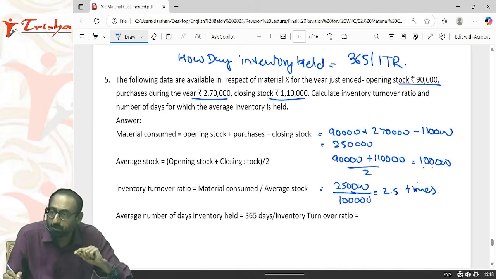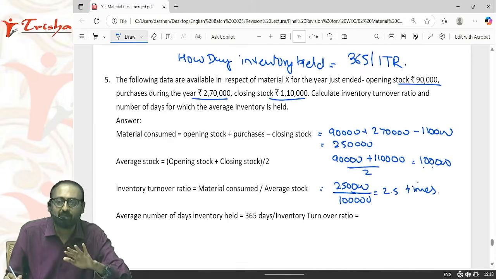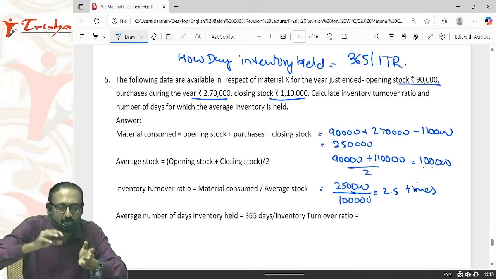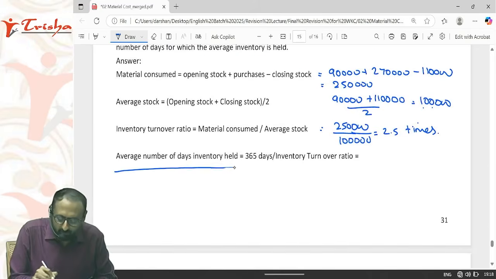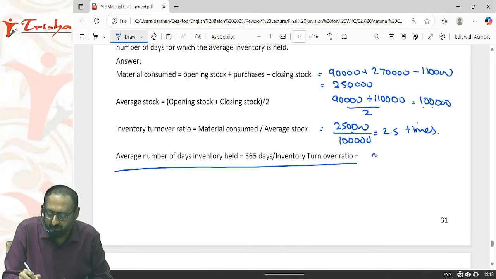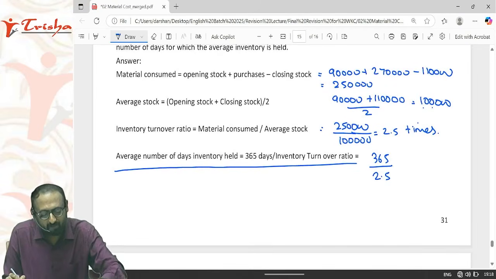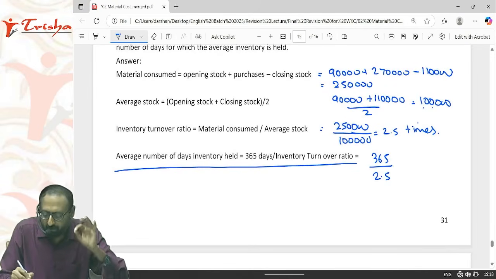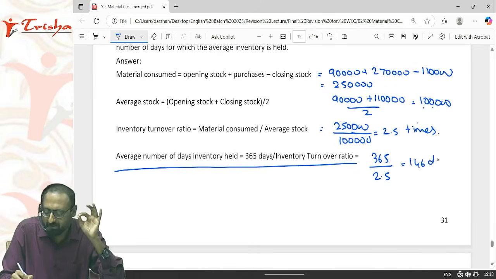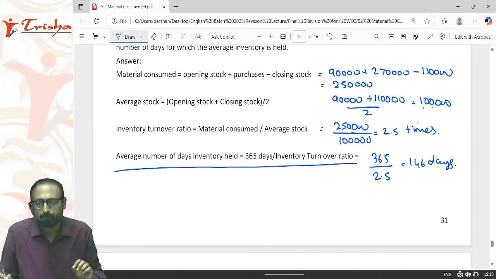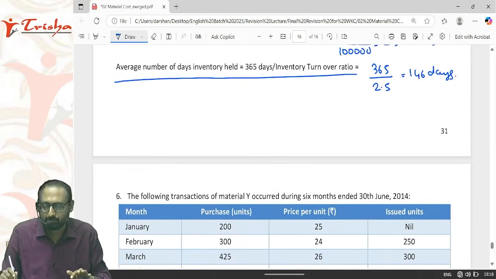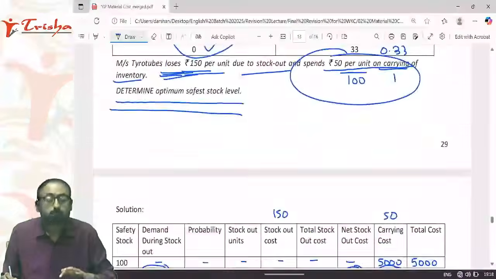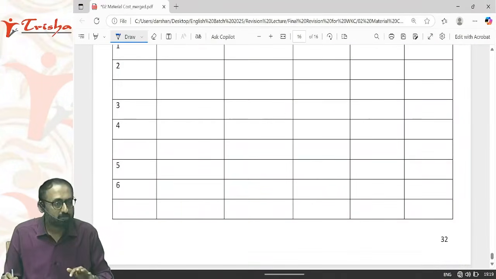2.5 times means that 2.5 times the old inventory is replaced with the new inventory. Next, number of days inventory held: 365 days divided by inventory turnover ratio 2.5. So 365 days divided by 2.5, on an average 146 days inventory is held by you. Correct?